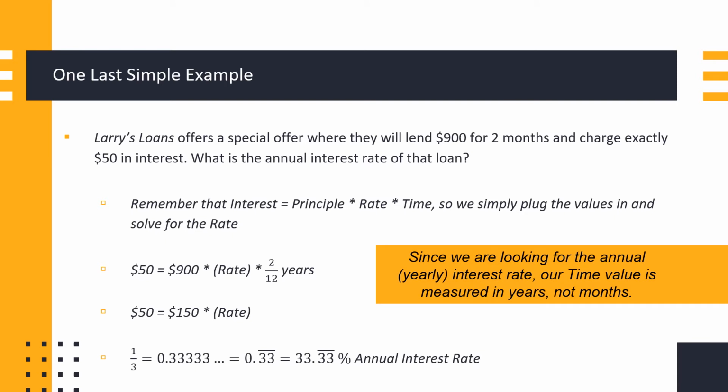which is 0.333333 forever, or 33%, or more specifically 33.333333%. And that's our annual interest rate. Keep in mind that this strategy isn't specific to just calculating what the rate is. You could have also asked how long was the loan if I knew what the rate and the interest was. So, on to the next thing.